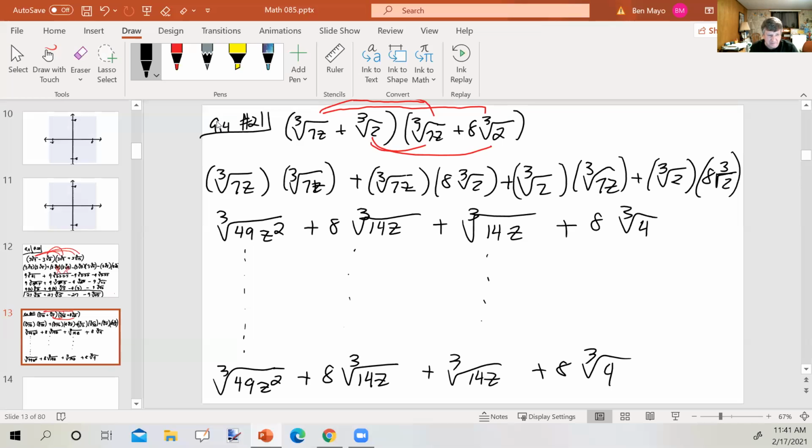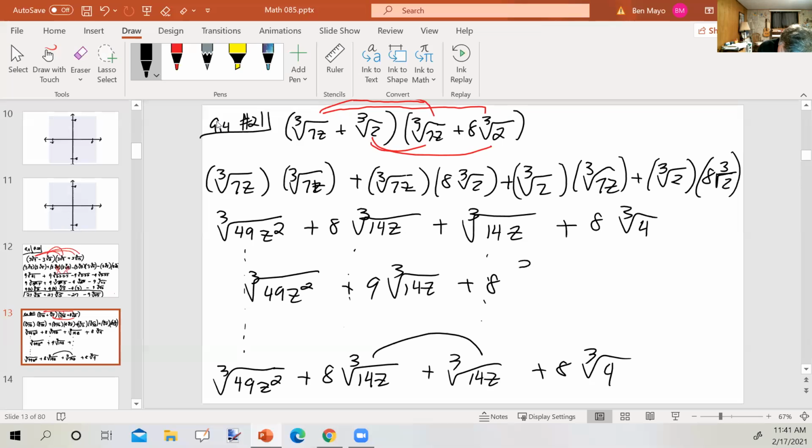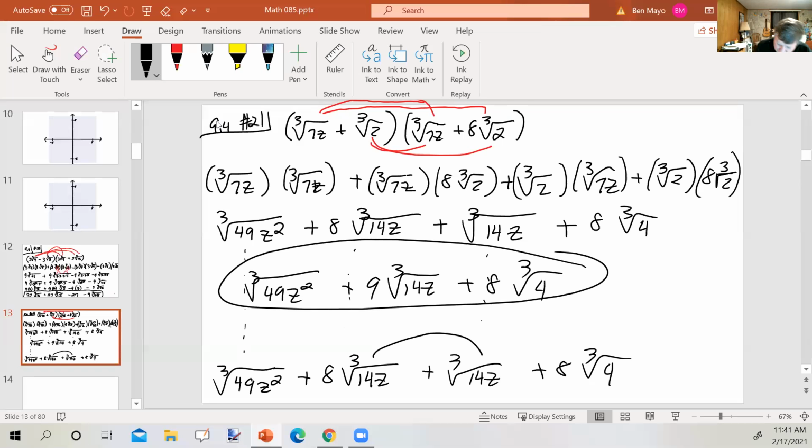Can anybody tell me? It isn't done. You can add the cube root of 14z. Yeah, which is really odd to me because, like I say, what I'm looking at has the answer written and it has that not combined. So really the correct answer should be the cube root of 49z squared plus 9 times the cube root of 14z plus 8 times the cube root of 4. Okay, because these two should be combinable.